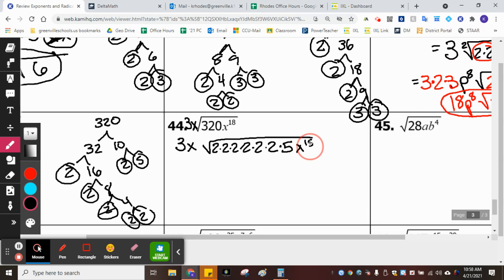x to the 18th. Or you can write 18 x's down. I didn't even want to write 16 x's, so I don't want to write 18 x's personally. If you're grouping 18 x's in groups of 2, there's going to be 9 groups of 2. So 3x is already on the outside, and whatever I bring out of here is going to get multiplied to that 3x.